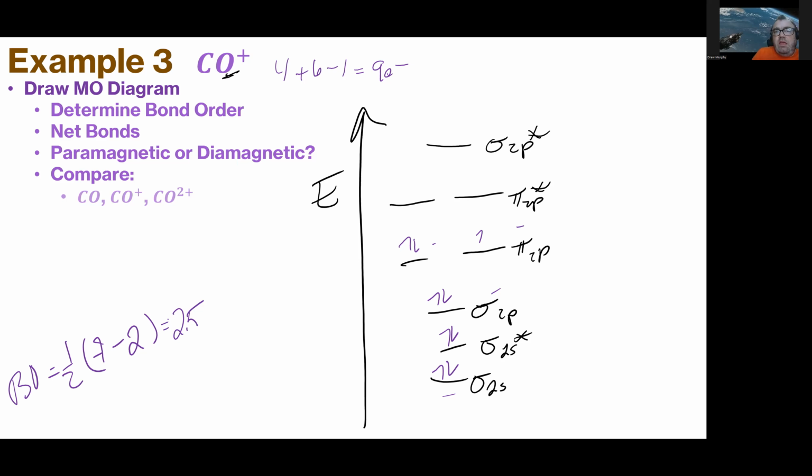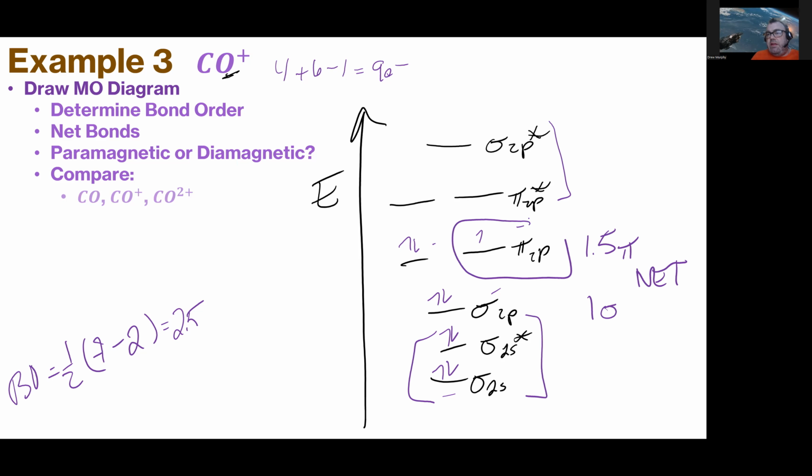Okay. Net bonds. These two guys cancel each other out. There's nothing in these anti-bondings. So that's 1 sigma and 1.5 pi. So those are our nets, and 1 plus 1.5 equals 2.5. So that makes sense. Paramagnetic or diamagnetic? Well, this guy right here is telling us that we are paramagnetic. Okay. We're going to compare stuff.